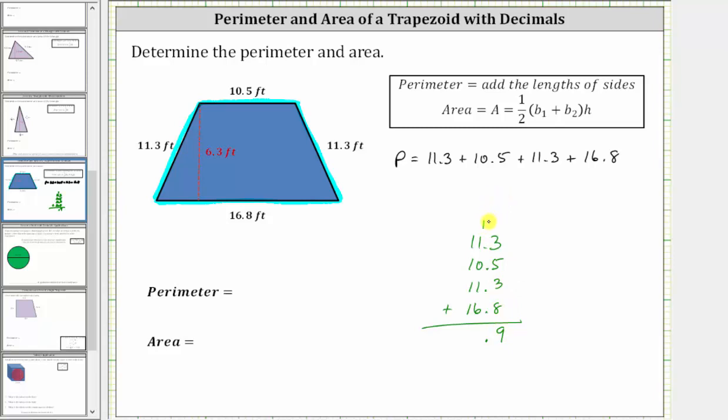Adding the 1's place value, we have 1 plus 1 plus 1 plus 6, which is 9. Adding the 10's place value, we have 1 plus 1 plus 1 plus 1, which is 4. So the perimeter P is equal to 49.9 feet.